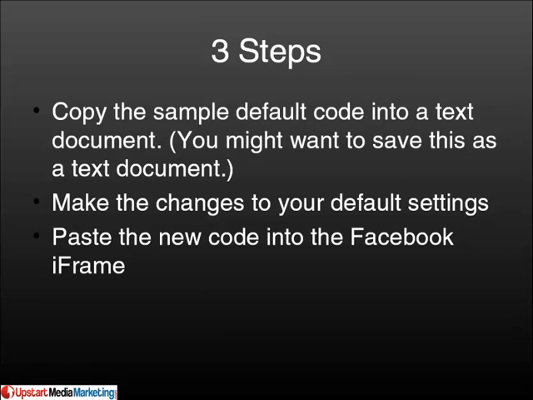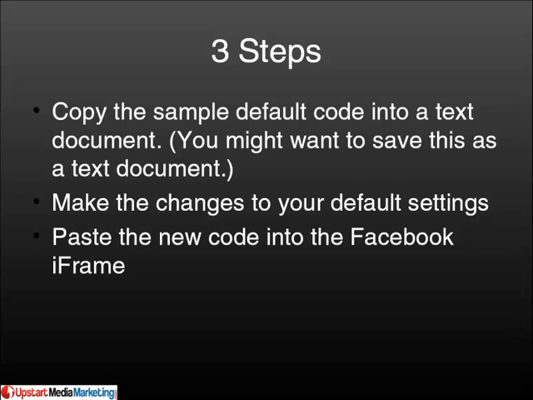Okay, it really only takes 3 simple steps. You're going to copy or actually download a sample of the default code into a text file onto your machine. Then the next thing is make the changes to your default settings in that particular file and save it. Okay, and I'm going to show you how to do that. Very simple. Finally, you copy and paste that code into the Facebook iframe, and we'll show you how to do that into one of our sample websites.